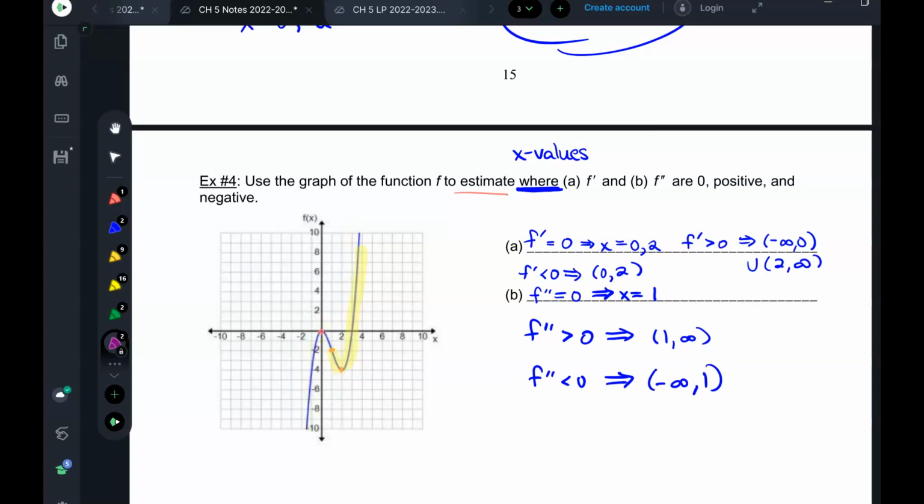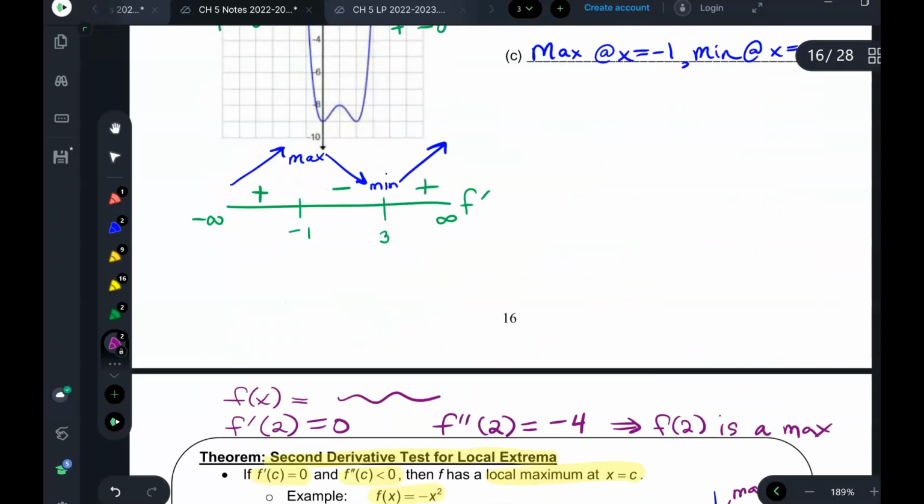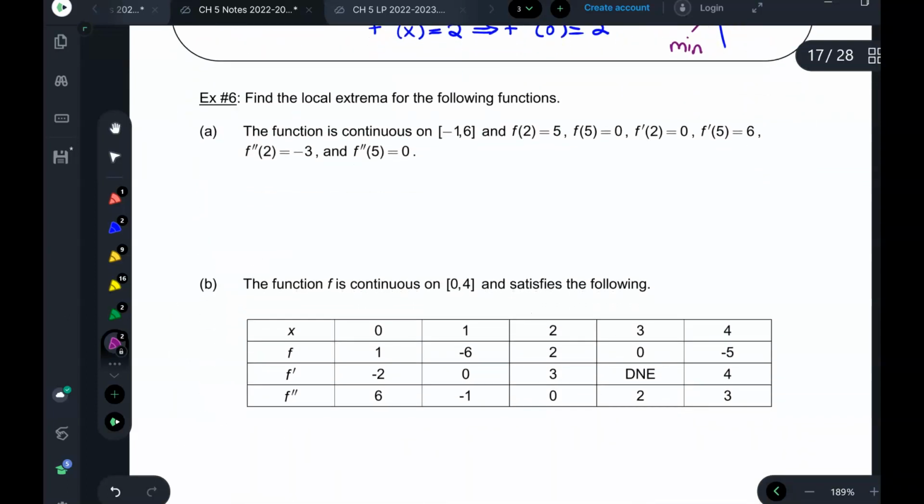So let's take this one, for example. Here we have a horizontal tangent at 0, and it's concave down, so I know that's a maximum. Here we have a horizontal tangent, and it's concave up, so I know that has to be a minimum. We just didn't think of it in terms of concavity. We just looked at the graph and said, oh yeah, that's a maximum, that's a minimum. But sometimes, as you can see in this next example, do I have a graph? No, I just have a bunch of values.